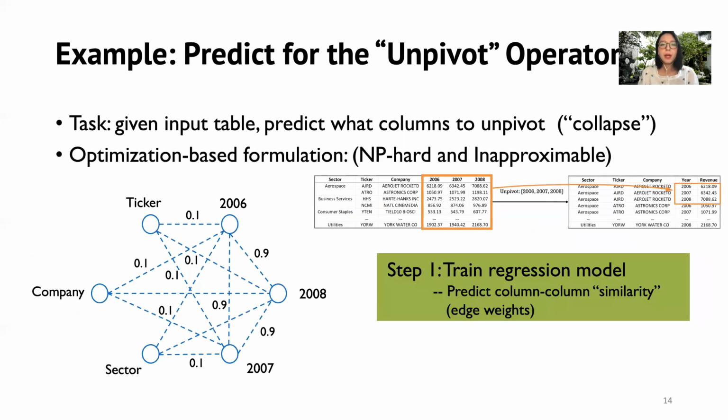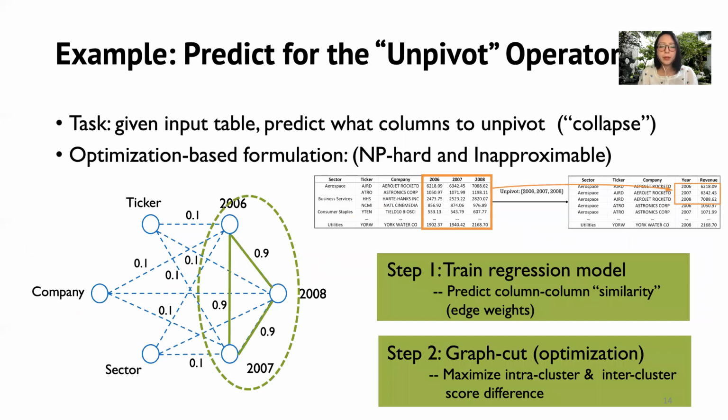Our first step is to use a regression model to predict column-to-column similarity, which becomes the weight of the edge. We then model the unpivot problem as a graph cut problem on the weighted graph to maximize the edge weight difference. Intuitively, we want to find a cluster of columns to unpivot, such that they are very similar to each other, but are also very different from columns outside the cluster.